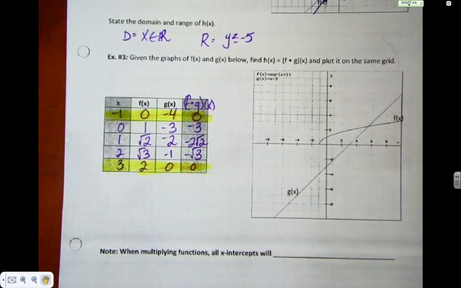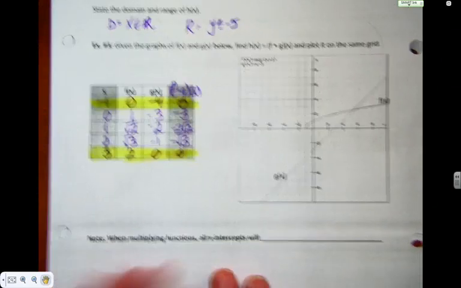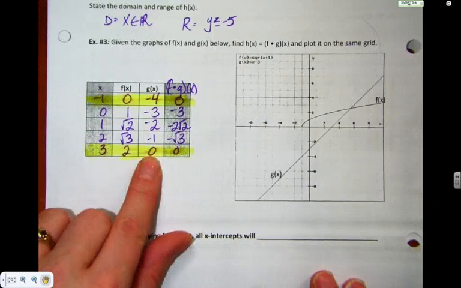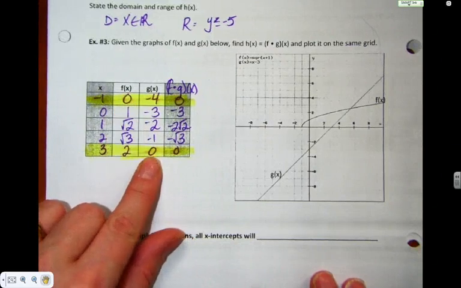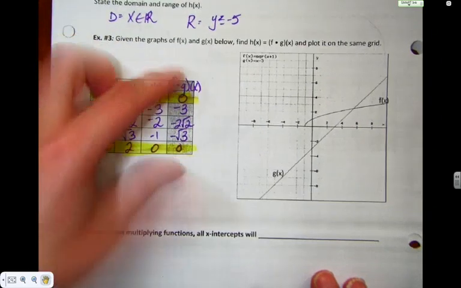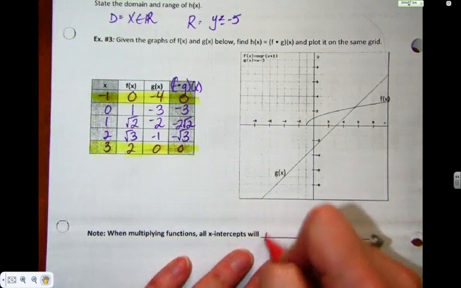Go back to the 2 rows I highlighted. Why did I highlight these rows? So when multiplying, all x-intercepts will, so this was an x-intercept and this was an x-intercept. How do I know those were x-intercepts? Because the y value is 0, and what happens once we do the combination? They're still x-intercepts, so they will remain the same.